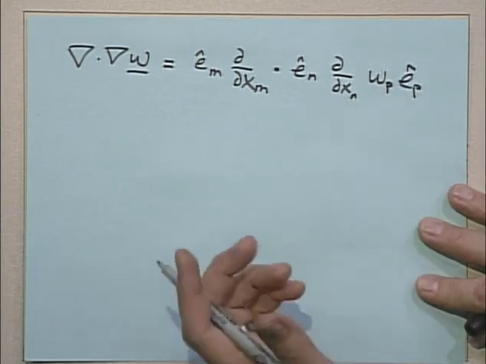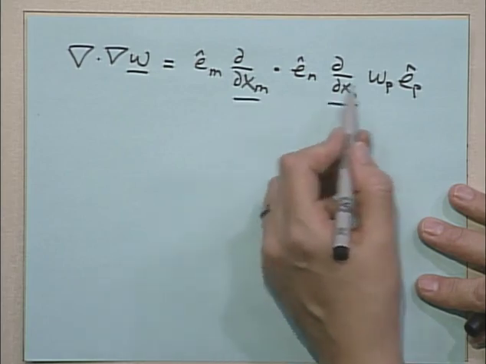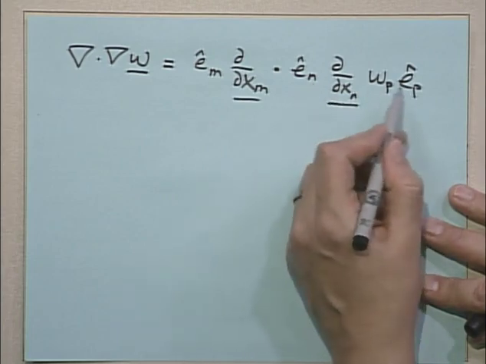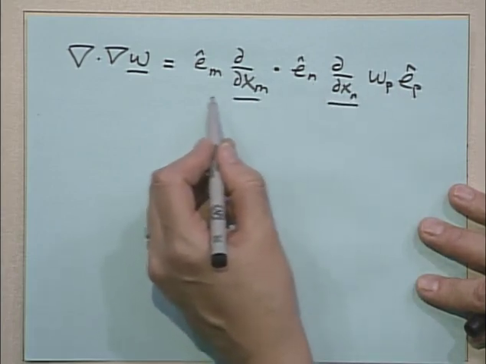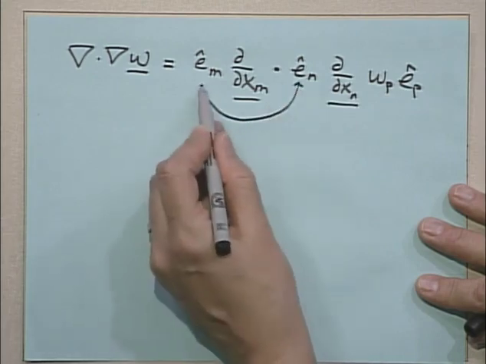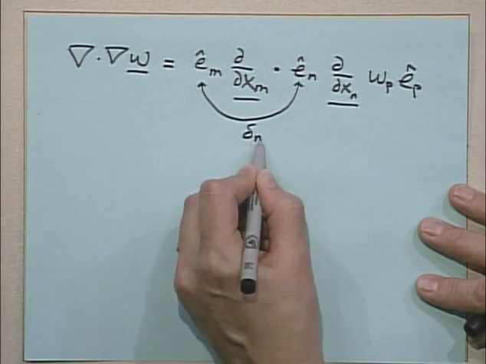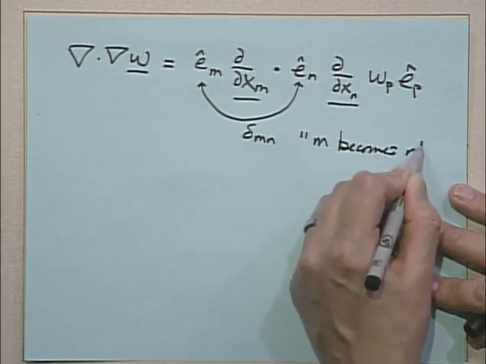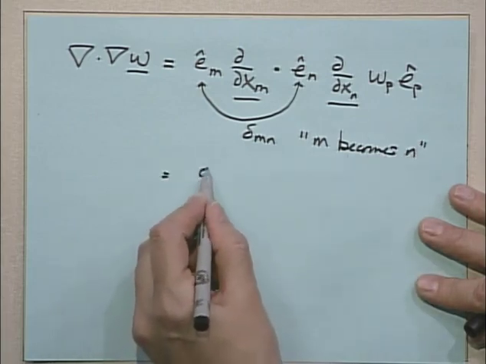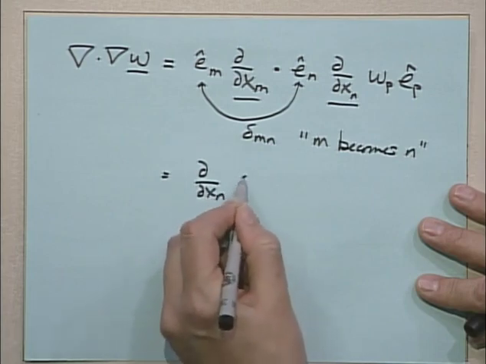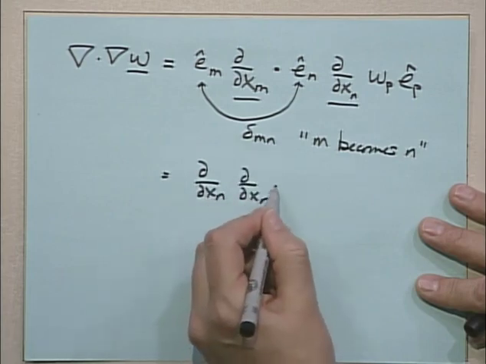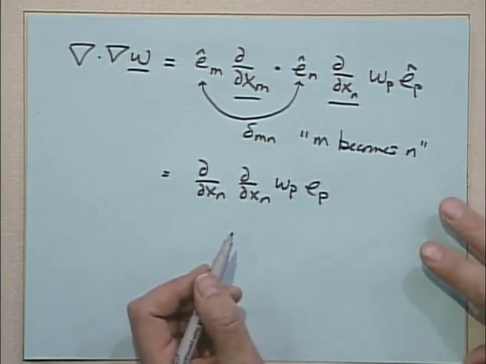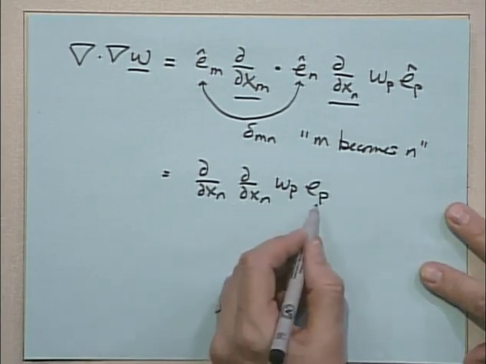So we've got a couple things to do. We have derivatives, which act on what goes to the right. The derivative of W. We could ignore the e's because they're constants. And we have a dot product. The dot product is going to happen between the two nearest unit vectors. So delta mn, m becomes n. So we can do that one first. We get d by dxn, d by dxn, WP EP. So there's a summation over n and a summation over p.